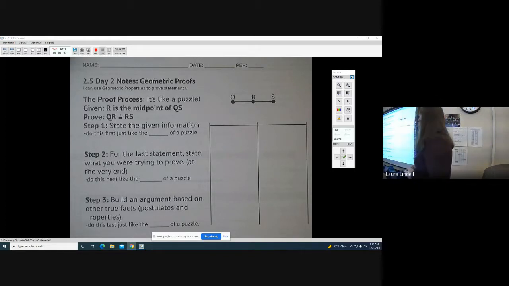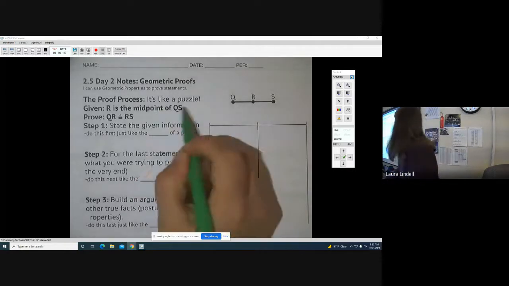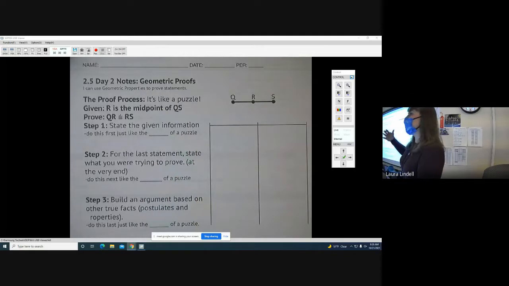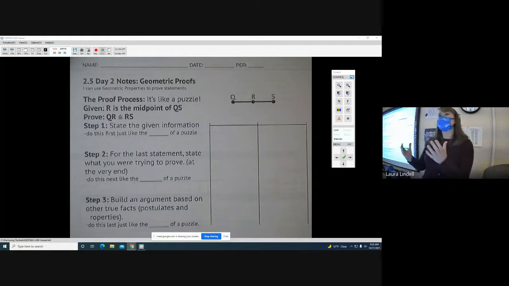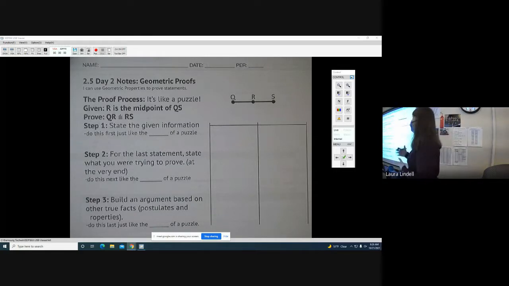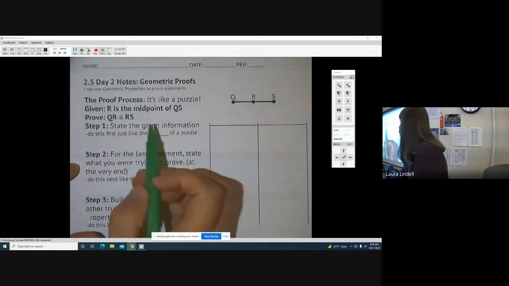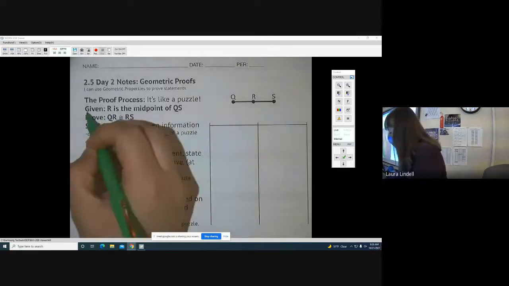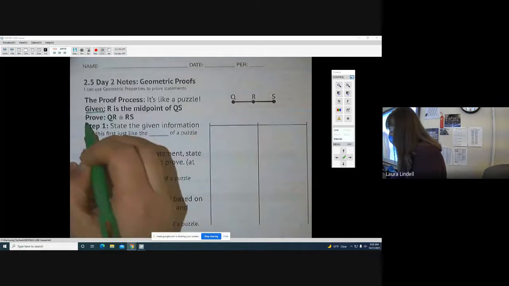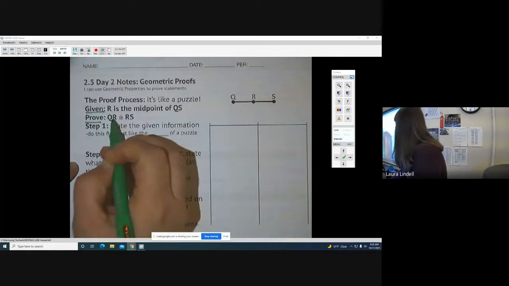Okay. And in general, the proof process is a lot like a puzzle. There's things that you do first, there's things that you do next, and there's things that you do last. There's certain things you can do to kind of build yourself a framework that will make your life easier in the long run. So in any proof you're doing, step one is to state the given information. So usually you'll have a part of the proof that's the given, and then you'll have something you're trying to prove.